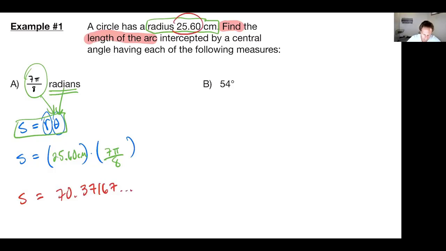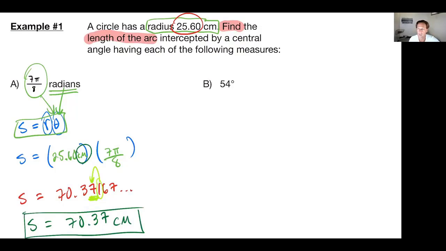And since they gave us 4 significant figures to work with, they'll either tell you in the directions, so make sure you read, or otherwise we will only give them as much as they gave us. So in this case, 4. So I will take a look at the 5th in order to figure out what I'm going to do at the 4th. So that means for us, we will go ahead and say that the arc length is 70.37 what? Well, notice the only unit measurement that was left was centimeters.